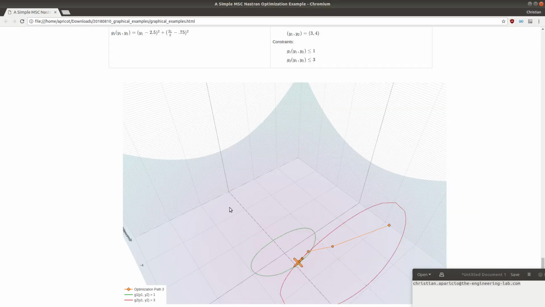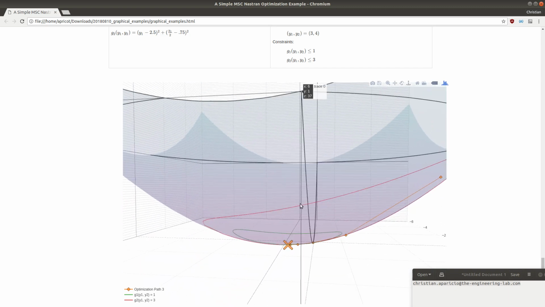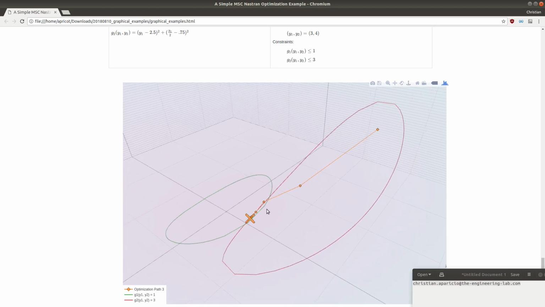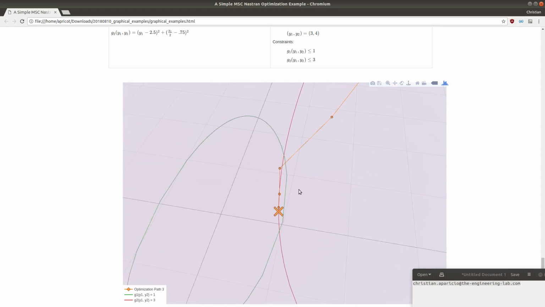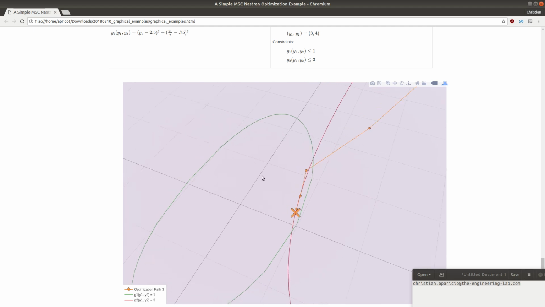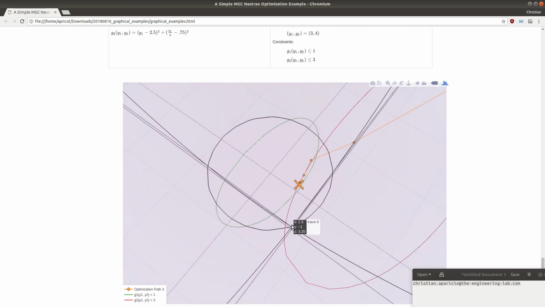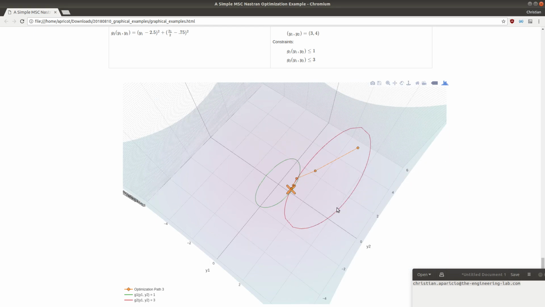Let's visually look at what happened. The optimizer went towards the minimum. So here you can see it's going towards the minimum. It eventually finds this region that has solutions that satisfy the inequalities. Remember that anything inside of the green and red ellipsoid are satisfied constraints.